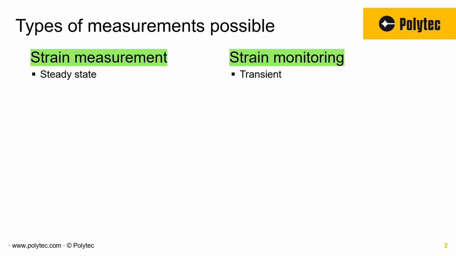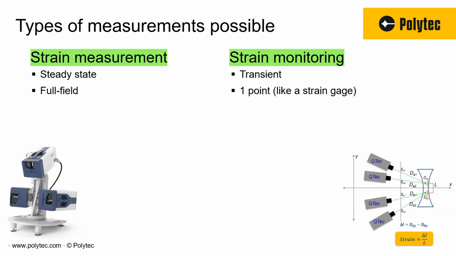So first of all, measurement is more related to steady state conditions, whereas monitoring is more transient, more time variant conditions. Measurement is more about full field when it comes to vibrometry. So you're getting full field data, whereas monitoring is more appealing to people who are trying to replace a strain gauge for various limitations associated with the strain gauge, like the frequency range and the temperature performance.